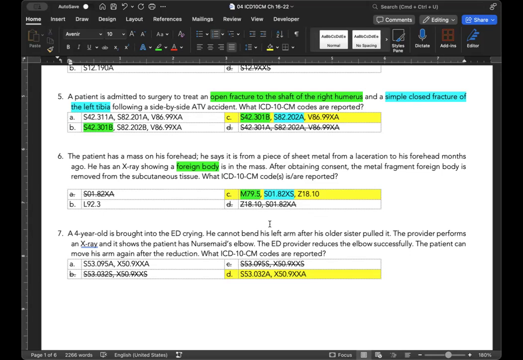Yep. So the reason we're going to put the M79.5 first is because the foreign body is what brought him in. His knowledge of the foreign body is what brought him in. The foreign body was there because of the previous laceration. And then the detail about the foreign body, the Z code, is going to be last because that's just additional detail. It's not really affecting the treatment itself. Does that make sense? Okay.